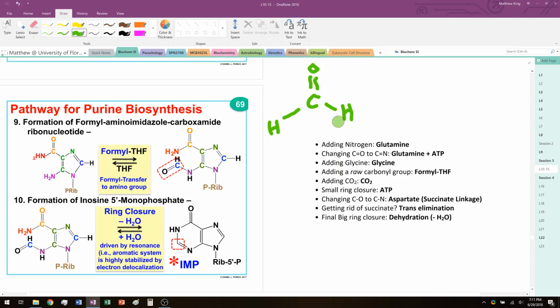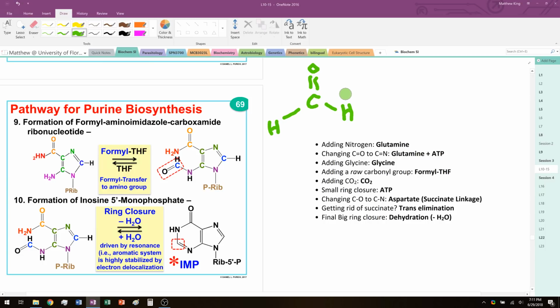Because in organic molecules, you're never going to have a carbon with just a C double bond O and then nothing bound out here, because then it would have 2 extra pairs of electrons, and the formal charge on carbon would be all sorts of messed up, and that's never going to happen. So remember, formyl THF, you need to link this with formaldehyde.